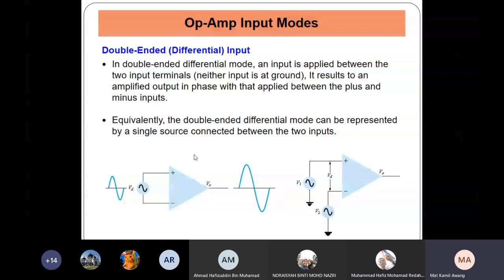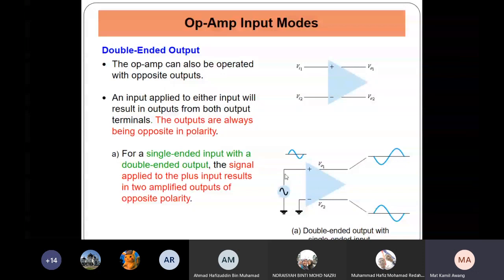Equivalently, the double-ended differential mode can be represented by a single source connected between the two inputs. So basically, it can also be like this. You have two different sources. One is connected to the positive, another one is connected to the negative. Therefore, the signal between these, you have the VD, which is the differential voltage. So this is the differential voltage. This configuration can be simplified as that. So you have the difference between these. Okay.